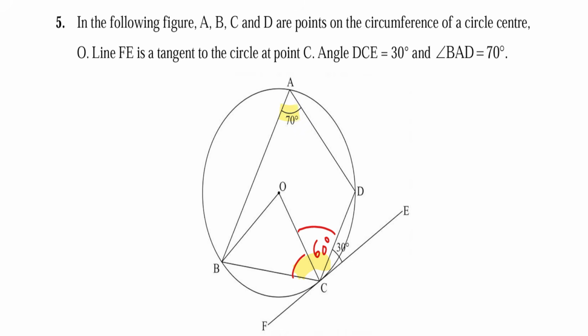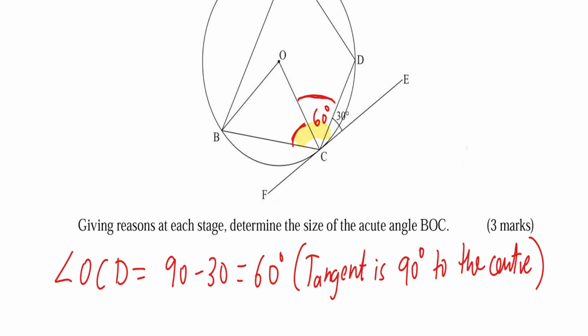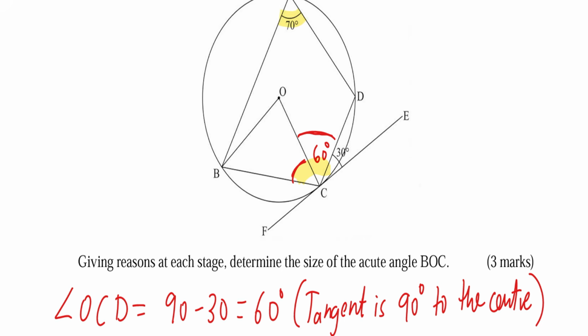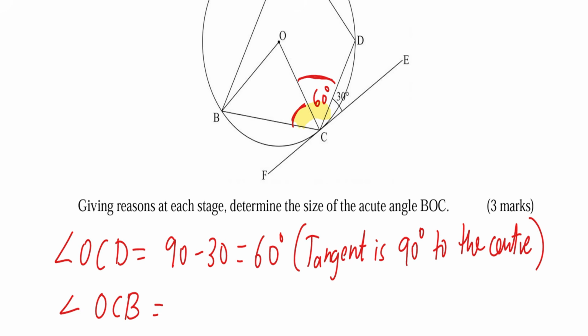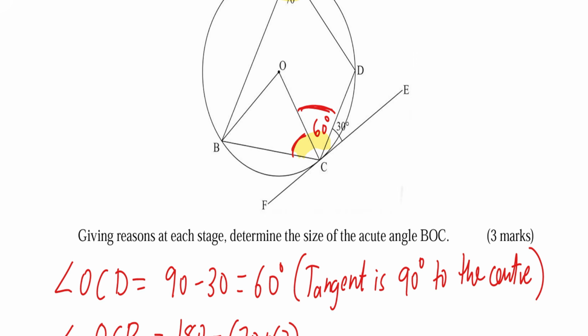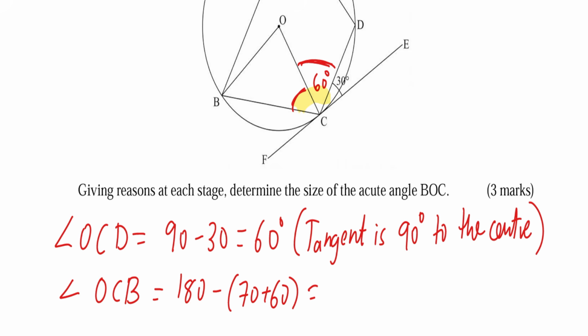So basically what we're saying is this plus the two angles there, because we just know parts of this angle, we don't know the other angle. So again, angle OCB is equal to 180 minus (70 plus 60), because you just took 60, and adding 60 to 70 gives you 130. 180 minus 130 gives you 50 degrees.